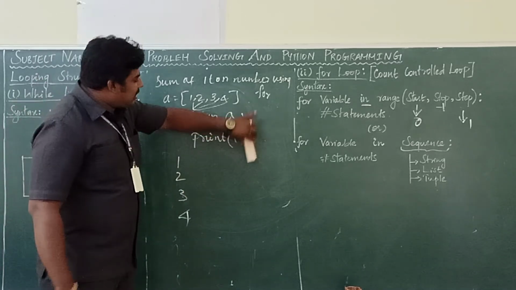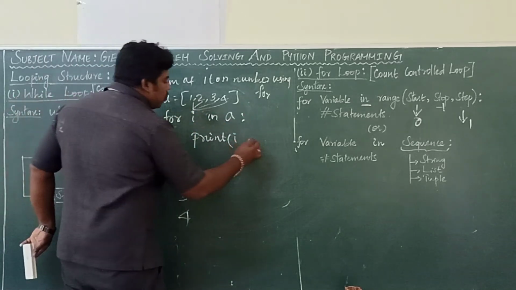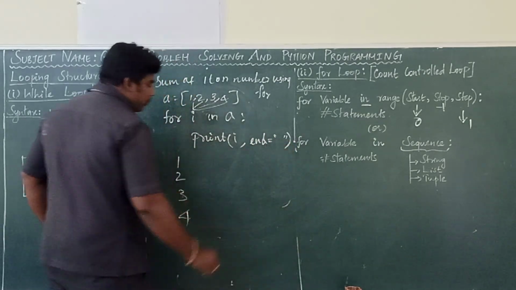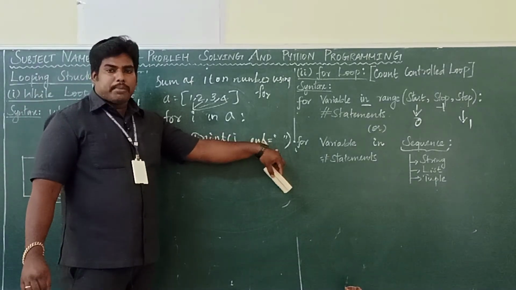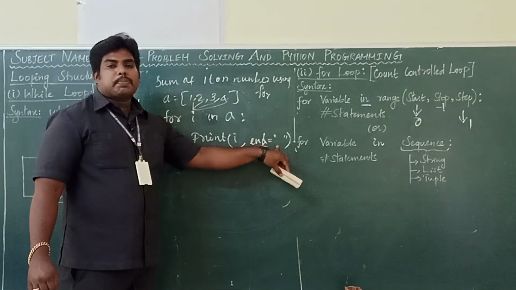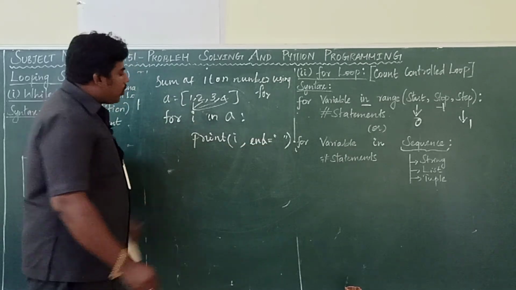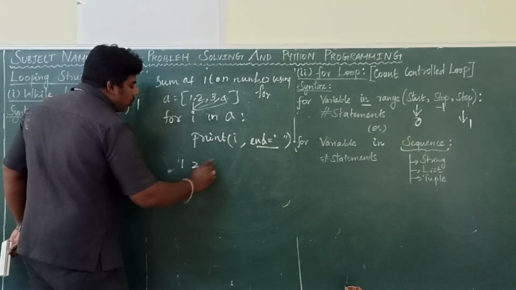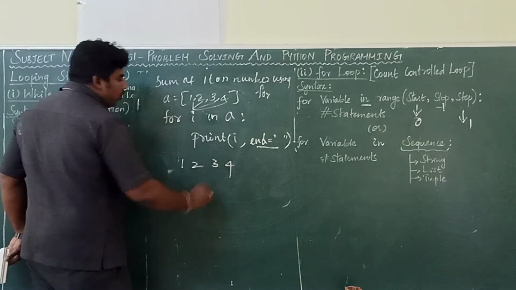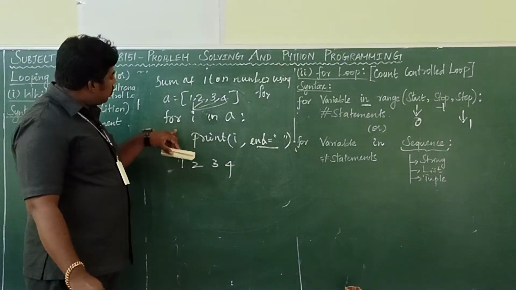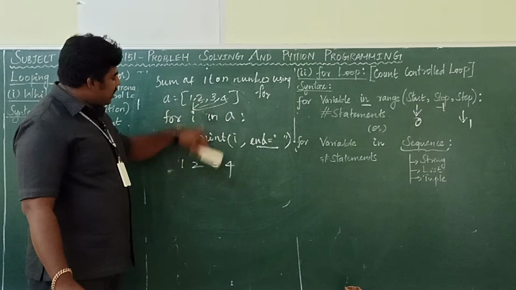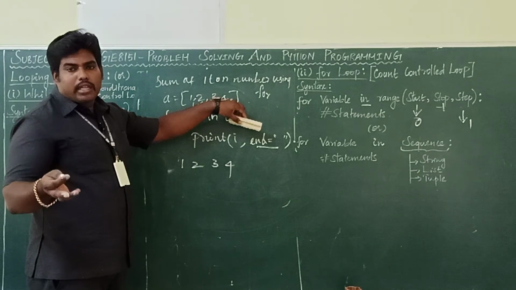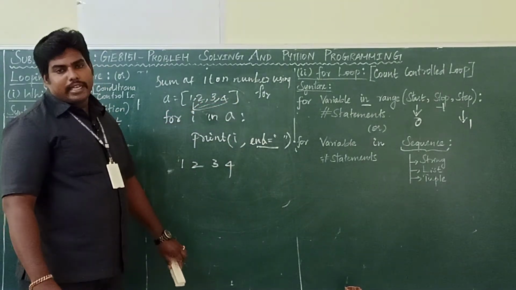If you want to get the answer in a single line, you can use one statement, end equal to double quotes with a space. If you add this end equal to quotes, at the end you are adding one space. So if you are using this statement, you will get the answer like this. After 1, 1 space 2. After 2, 1 space 3. After 3, 1 space 4. At first iteration it will take 1. Second iteration it will take 2. Third, 3. Fourth, 4. After that, no elements are there. At that time your for loop will be terminated.